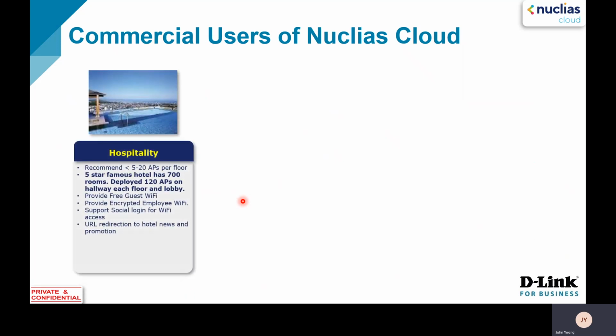So for the commercial, they have a lot of success cases in NTT. For example, the first one is hospitality. They installed in one of the famous five-star hotels, 700 rooms. They deploy 120 APs, each floor and the lobby itself. The functions they enable are, for example, free guest Wi-Fi, which can log in through social login. We support Facebook, Google, Line, and Weibo. Then, of course, for their employees, they use the normal WPA or WPA2.